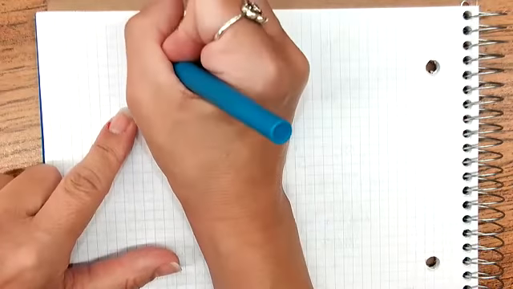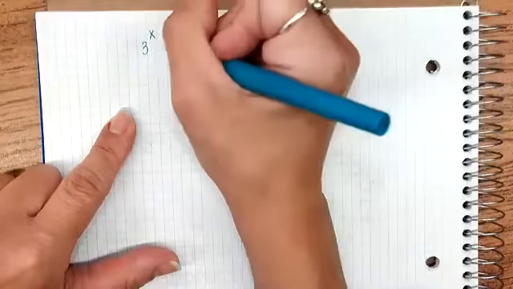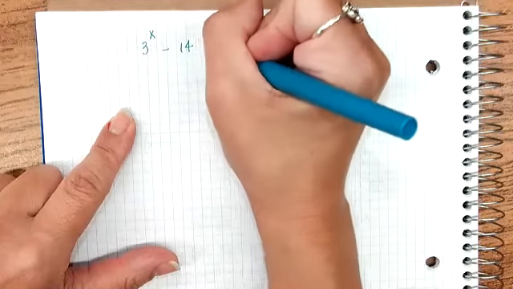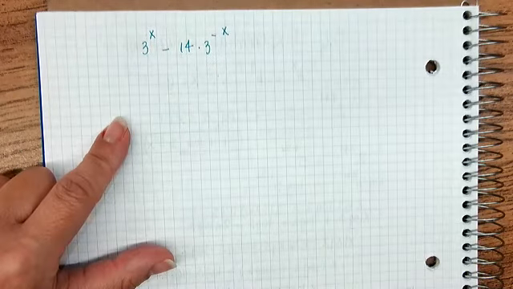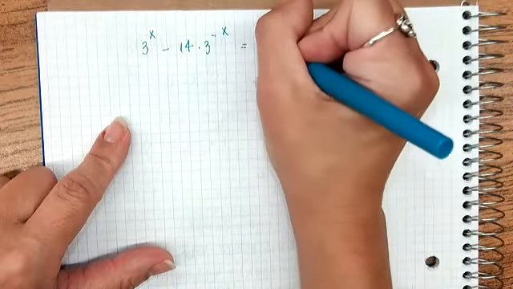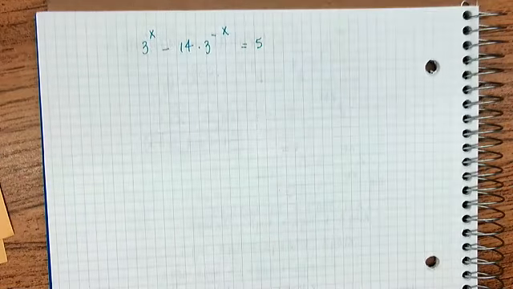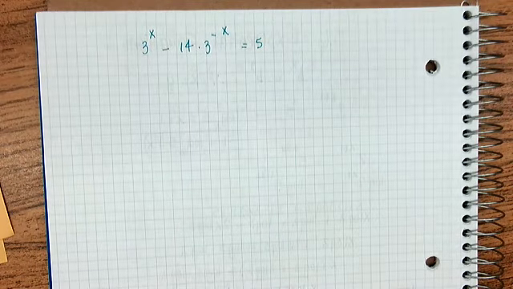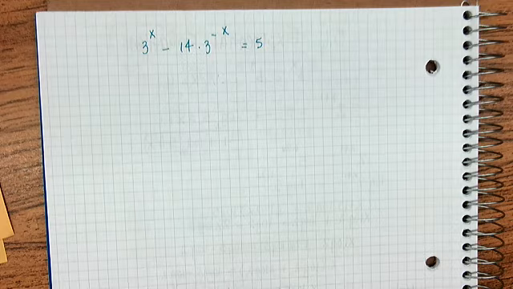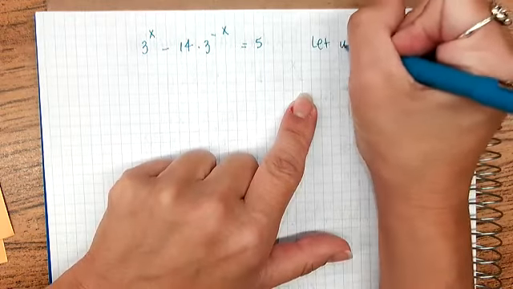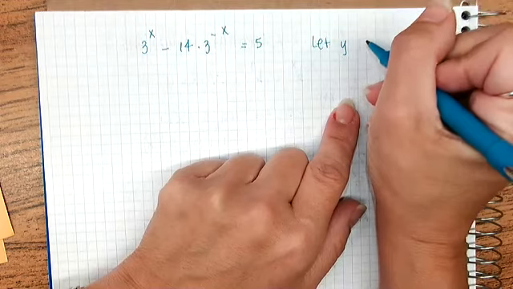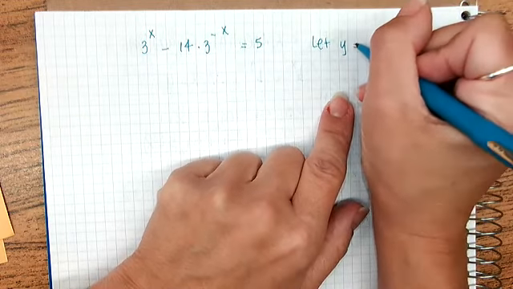Do 3 to the x minus 14 times 3 to the negative x equals 5. Whenever you see problems like this, you should think about using a substitution, which is exactly what we're going to do. Let y, use whatever letter you want. Use A, use B, don't use x.